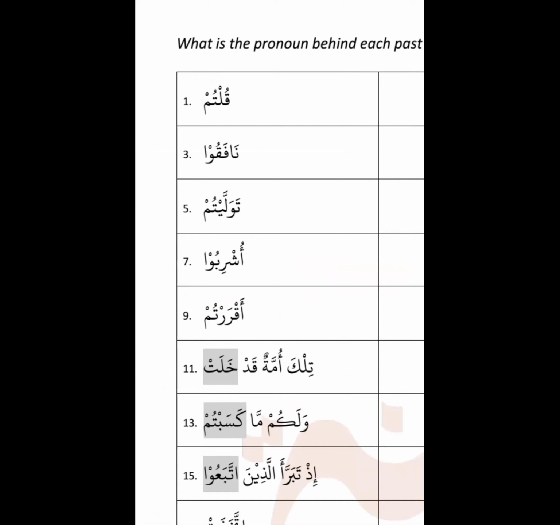Now just tell me what version this is of the past tense. Past tense, the plural version. Plural, which one? Second person, third person, first person? Third person plural. Good. This is the hum version. And the family? Family 4. Okay, but that would have been ashrabu. This is ushribu. Oh, sorry.